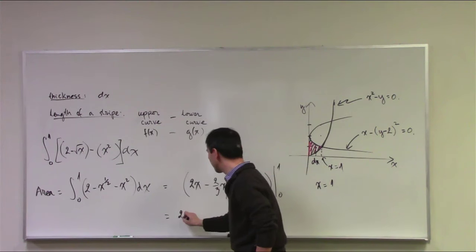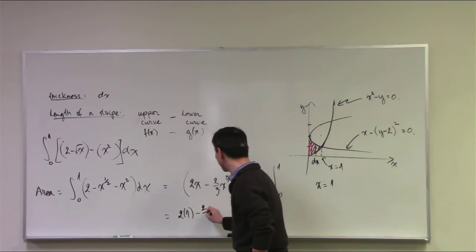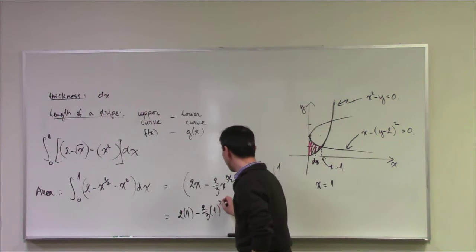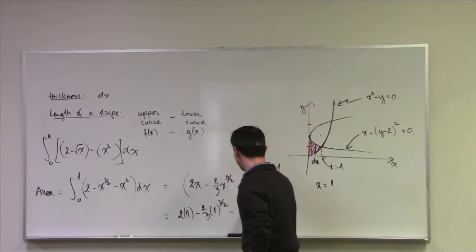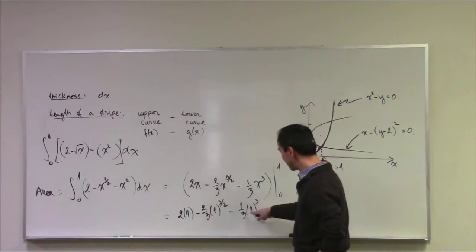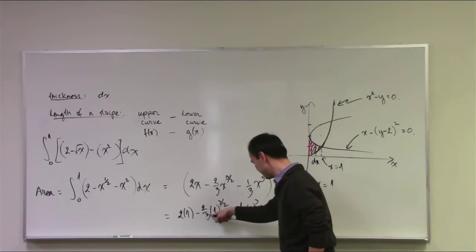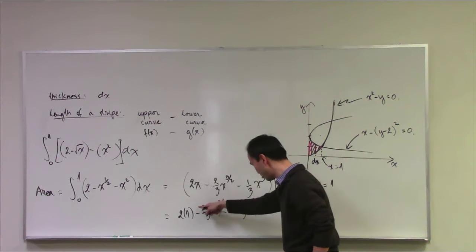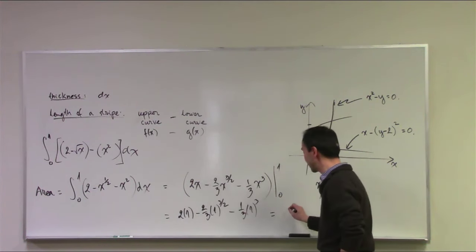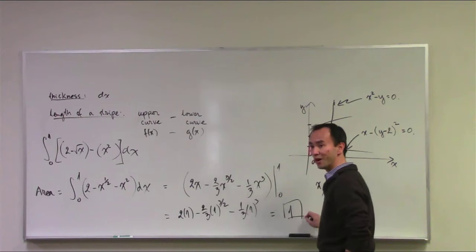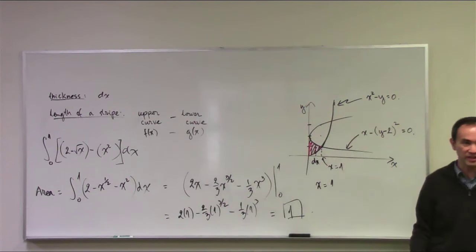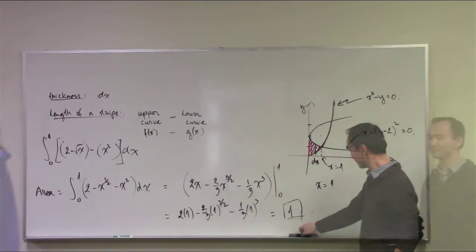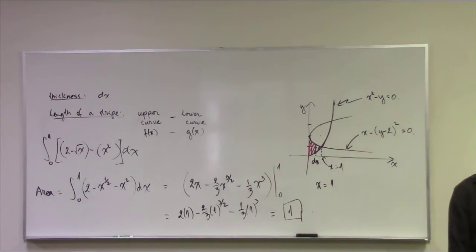So we have simply 2 times 1, right, minus 2 thirds, that's the one that we have, right, minus 1 third times 1 cubed. And these things here are just 2 thirds combined with 1 third, they're eliminated. And then minus 1 altogether, so 2 minus 1, your area here is simply equal to 1. That's the final area amount for that. So we got the problem solved.